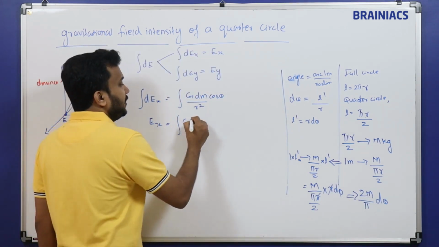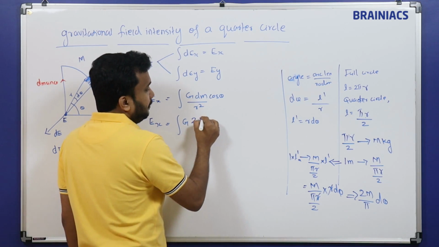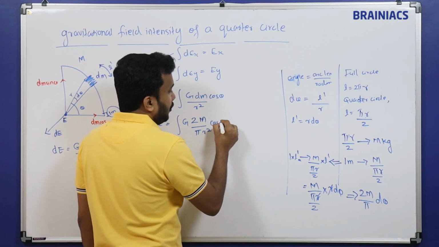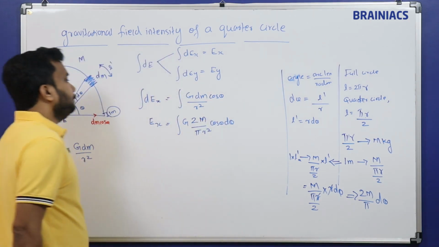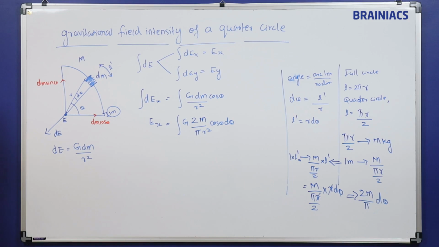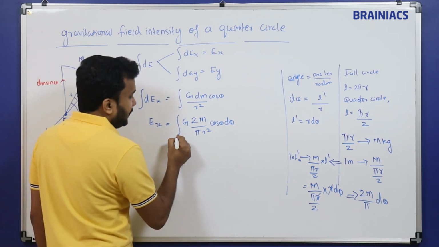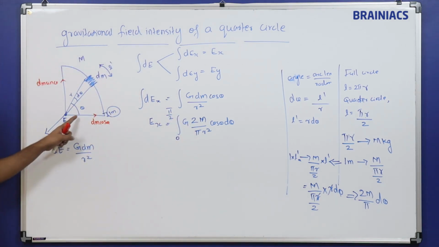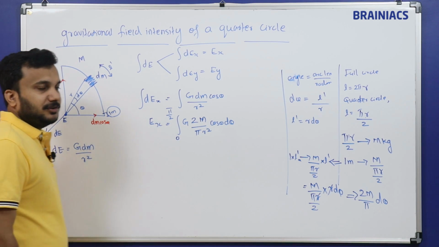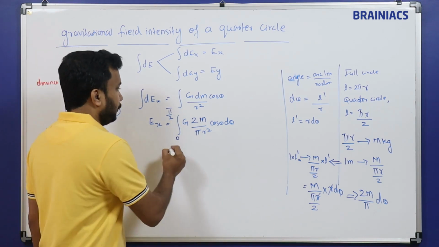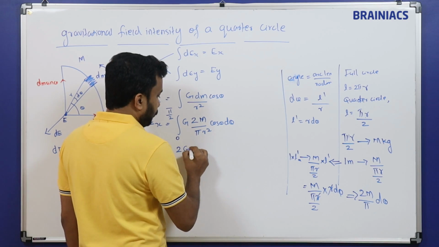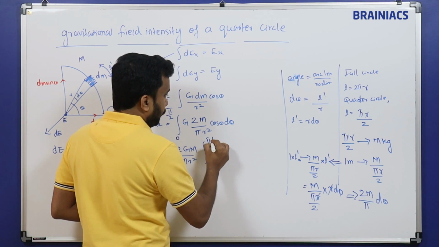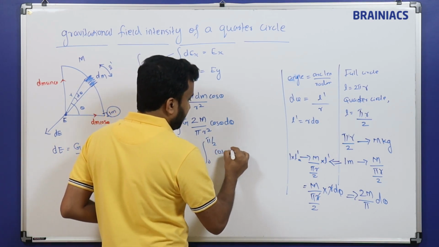So this is the value of dm in terms of capital M. So we substitute here 2 into g m divided by pi r square, and cos theta into d theta. We have to know the limit of integration. This is like a quarter circle, so 0 to pi by 2 is the limit of integration, because the angle is 90 degrees. So what are the constants here? 2gm by pi r square is constant, integral 0 to pi by 2 cos theta d theta.